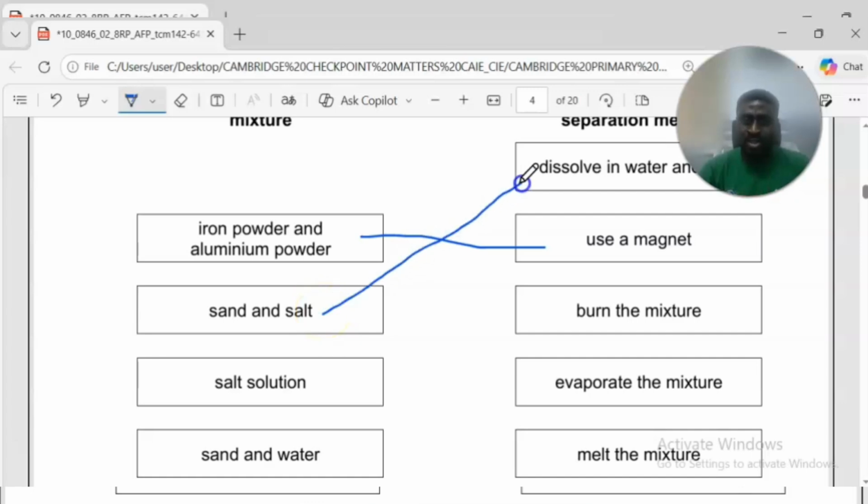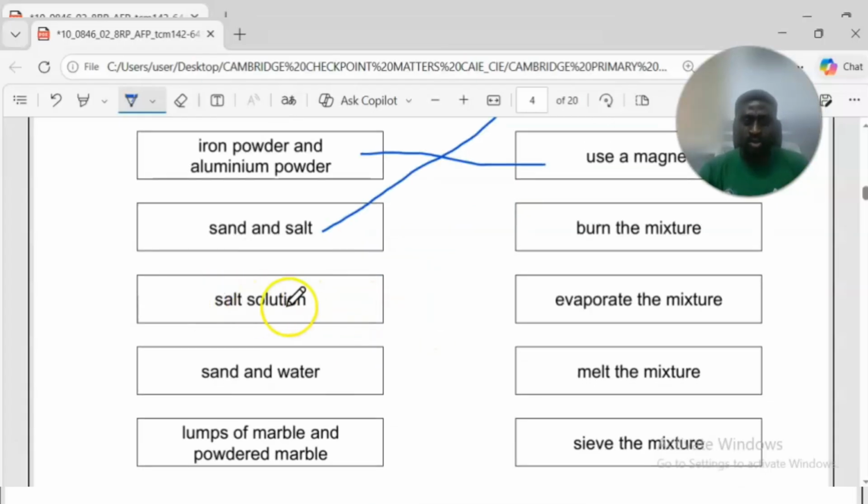So it goes like this. Now how do you do that? When you dissolve this in water and you filter, the sand will be retained in the filter paper, while the liquid that goes through the filter paper into the empty container will have the dissolved salt. Then if you want to further recover that salt, you can now use another method such as evaporation method. But for this question, it's simply to dissolve in water and filter.